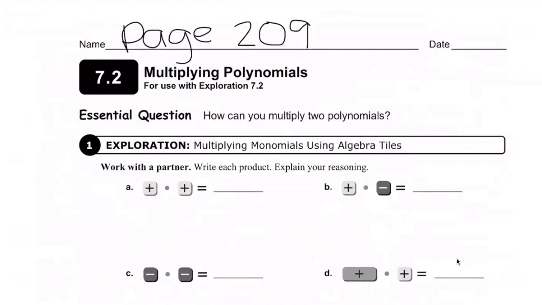Today we're going to go through 7.2, which is over multiplying polynomials. So last week we spent the time adding and subtracting, so now we're going to move into multiplication. You're going to see that a lot of what we're doing is very similar to things that we've done before, but now we're just going to apply it and take it a few steps further.